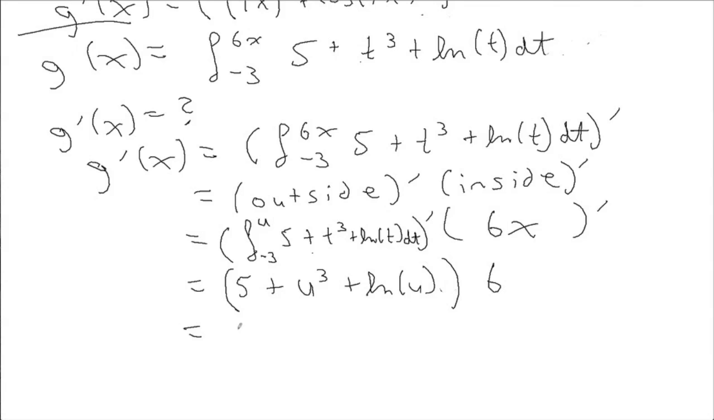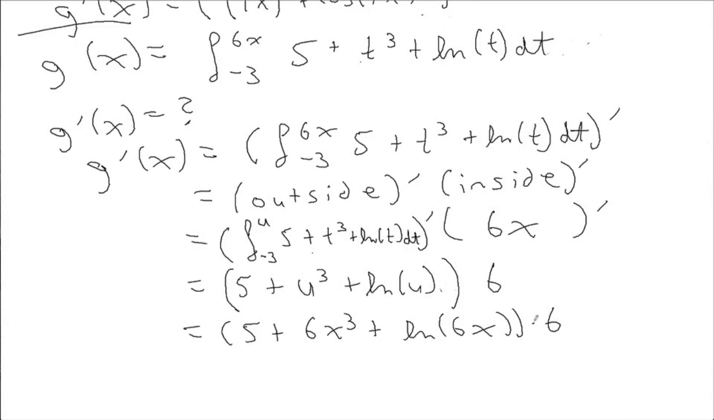Okay, so are we done? Is that the answer? No, we have to sub 6x in for u, so we can write 5 plus (6x) cubed plus the natural log of 6x times 6, all times 6. And now we're good. Now, I actually made a mistake here.